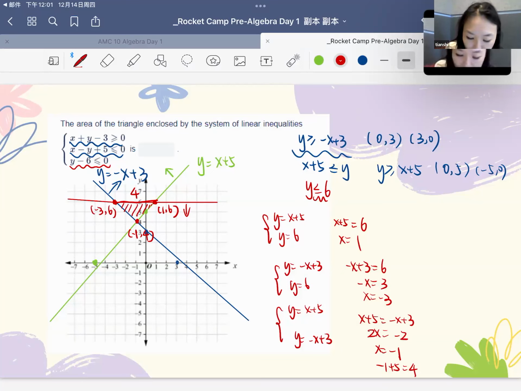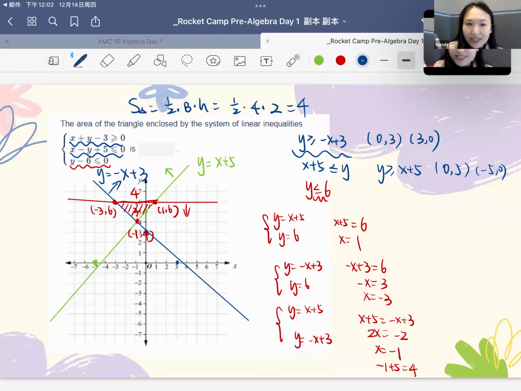So the height for this triangle will just be the distance between y = 6 and y = 4. So the height will be 2, right? Then what is the area for the triangle? It will be a half times the base times the height. So the base is 4 and the height is 2. So what is the area? The area will just be 4, okay? So the answer for this one will be 4.